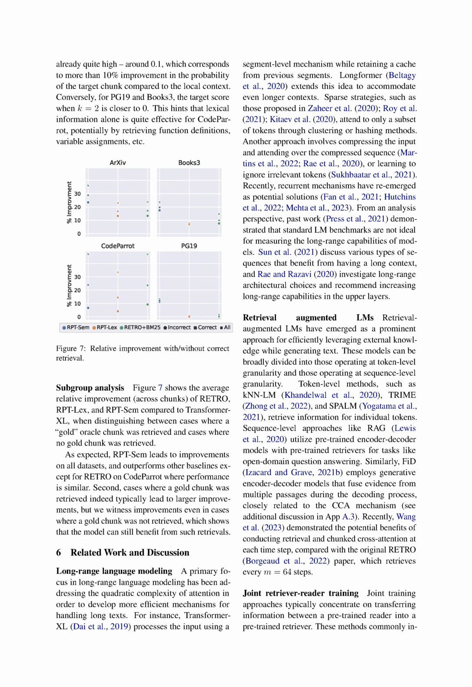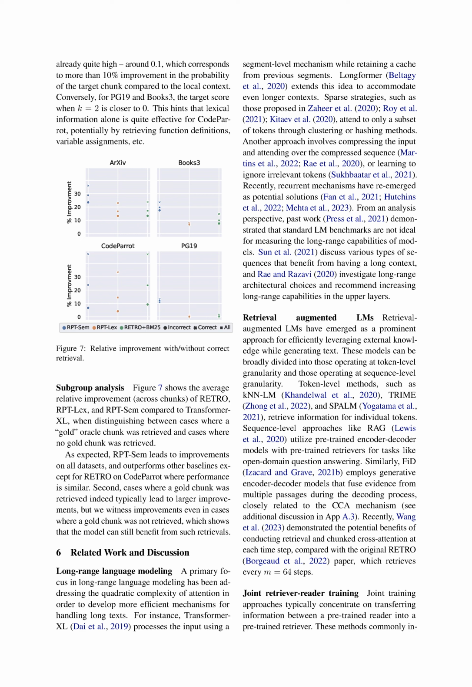Section summary. The RPT-Sem model is trained using information from the target scoring function s_t, which improves the model. Re-ranking the top 20 BM25 candidates has a lot of potential, as the maximal target score is much higher for the top 20 candidates compared to the top 2, indicating that longer and better training of the retriever can further improve the performance of RPT-Sem. The analysis also suggests that lexical information alone is quite effective for CodeParrot, potentially by retrieving function definitions, variable assignments, etc.